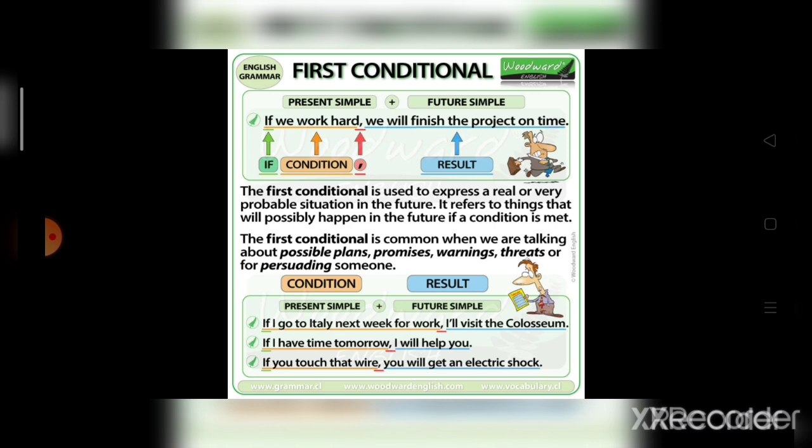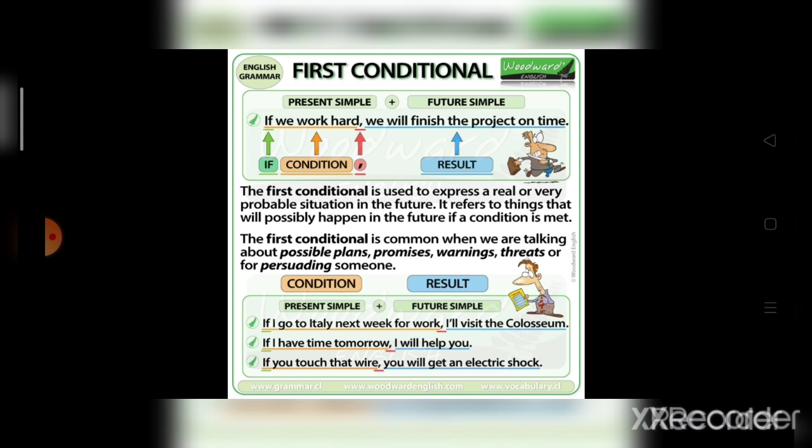If I have time tomorrow, I will help you. The condition in this sentence is if I have time tomorrow, and the result is I will help you. Will is a future event, children. That is the result or the consequence of the condition stated here, if I have time tomorrow.